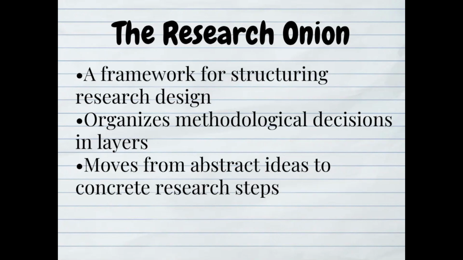For many students, the methodology chapter is the most stressful part of the thesis. Not because the research itself is difficult, but because every decision must be justified. For example, why did you choose interviews instead of surveys? Why qualitative instead of quantitative? Why a case study instead of an experiment? Without a framework, these decisions feel random. And when research decisions feel random, your methodology becomes difficult to defend. This is exactly the problem the Research Onion solves.